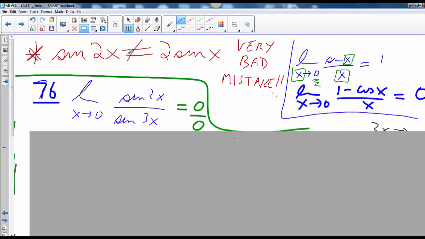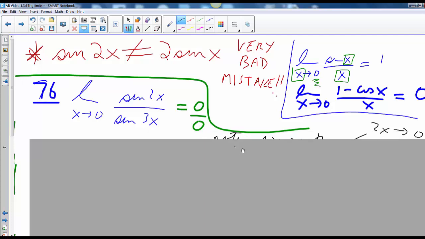Okay, again, I'm trying to remind you of this. Do not do that. So here are our two expressions that we know, our two formulas, if you wish. So now they're going to get a little bit more complicated. The sine of 2x over the sine of 3x. I cannot pull out the 2 and the 3. Substitution would yield 0 over 0.